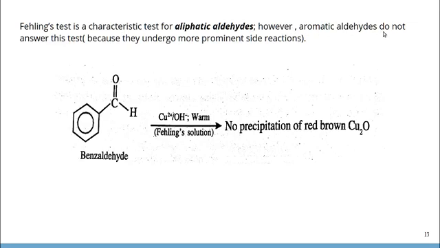However, aromatic aldehydes do not answer this test because they undergo more prominent side reactions. So aromatic aldehydes like benzaldehyde do not undergo oxidation reaction with Fehling's reagent. No reddish brown precipitate of cuprous oxide forms when we treat benzaldehyde with Fehling solution, because some other side reaction occurs in the case of benzaldehyde or any aromatic aldehyde.